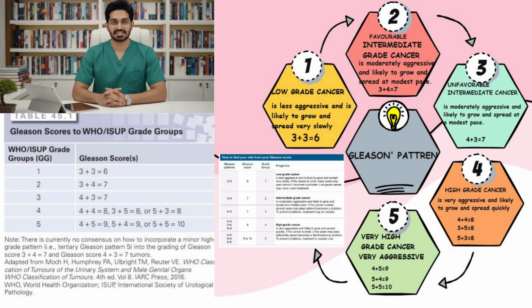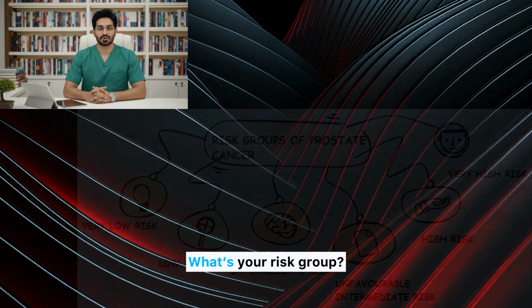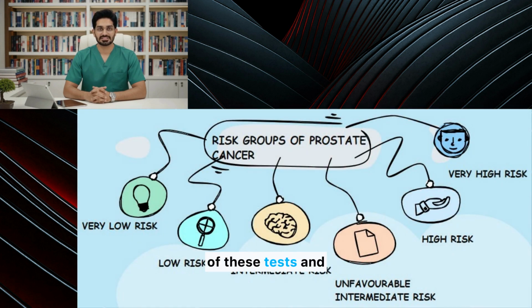Grade group 1 indicates low risk. Grade groups 2 and 3 correspond to intermediate risk. Grade groups 4 and 5 predict high risk and very high risk. What's your risk group? Based on the results of these tests and calculations, PSA level, grade group, tumor stage, and biopsy results, you will be placed into an initial risk group. Your risk group helps determine which treatment options may be best for you. Using these tests together to create risk groups is more reliable than using any test by itself to choose treatment options. But risk groups aren't the only risk assessment tool.